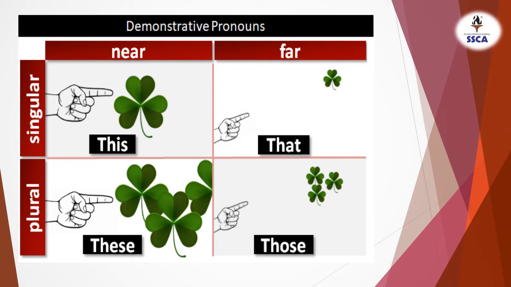Well, our next type is demonstrative pronouns. These are the pronouns we use to point out and identify specific nouns. Like you can see in the chart, there is a hand pointing at a leaf and telling us this or that or these or those. We use this when it is near us, and we use that when it is far. We use these for plural when they are near, and we use those for plural when they are far away. Let's take some more examples.